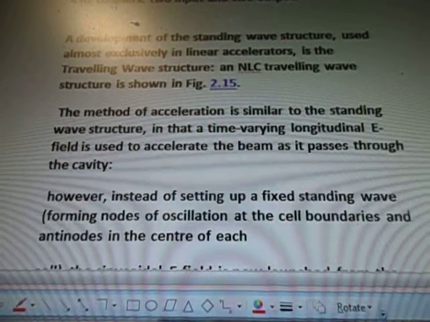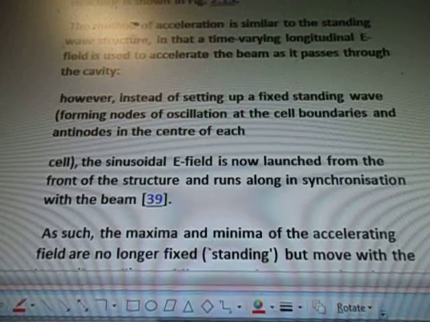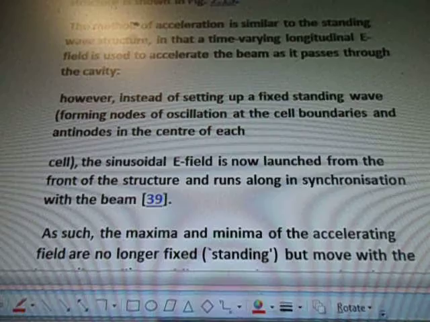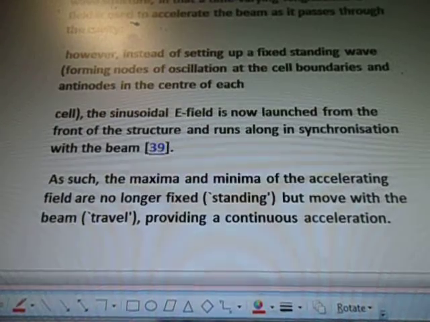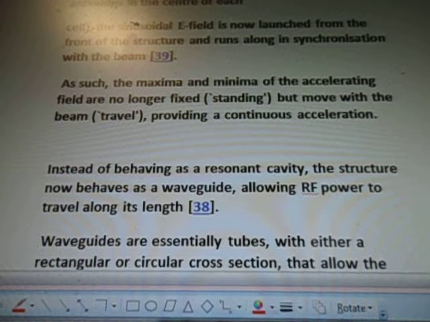However, instead of setting up a fixed standing wave forming nodes of oscillation at the cell boundaries and the antinodes in the centers of each cell, the sinusoidal E field is now launched from the front of the structure and runs along in synchronization with the beam. As such, the maxima and minima of the accelerating field are no longer fixed standing, but move with the beam travel, providing a continuous acceleration.